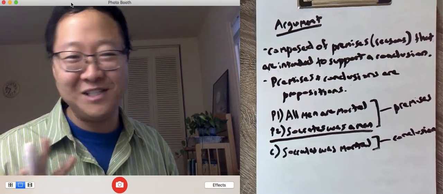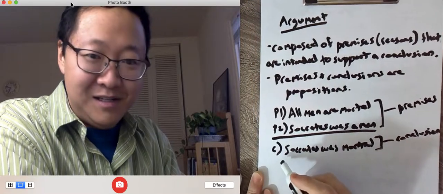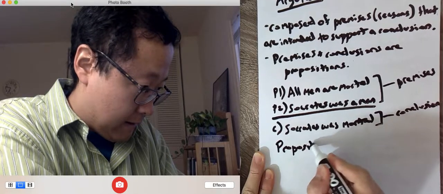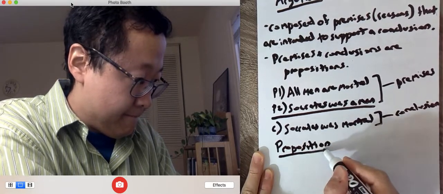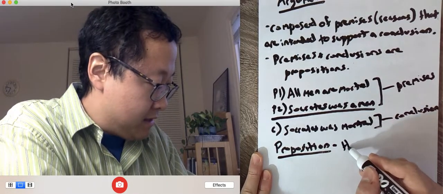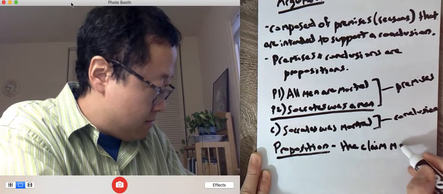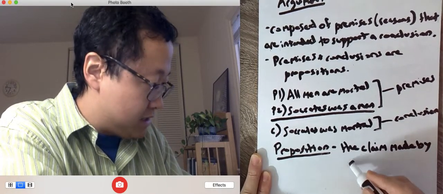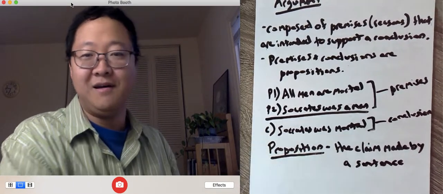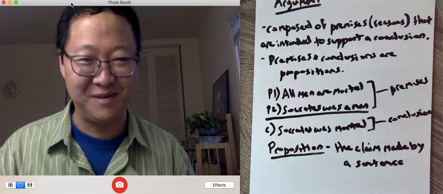There are different definitions of this, but the book kind of simplifies it, and I'm going to give a simplification of what the book says. All right, proposition. A proposition is basically just this: the claim made by a sentence. Now you might wonder, what's a sentence and how is that different from a claim?